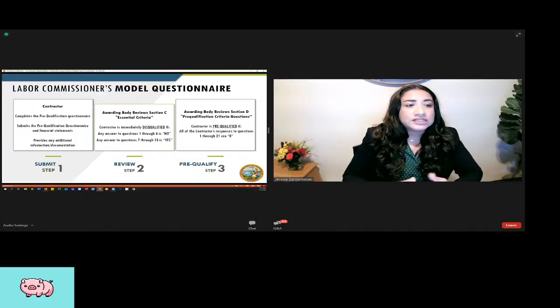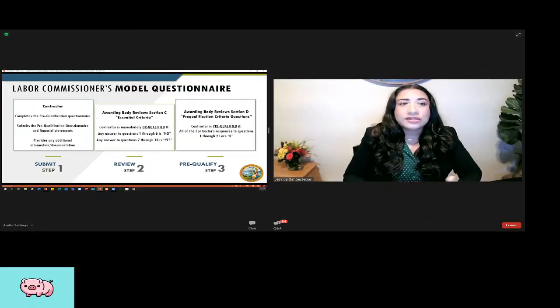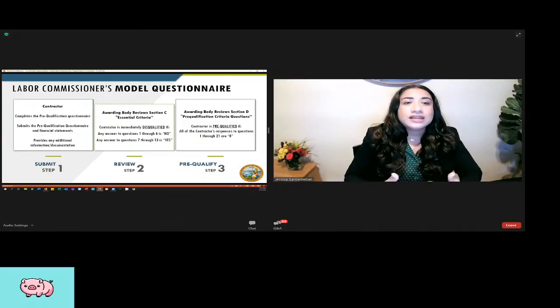So here, as you can see in step 1, a contractor that wishes to be pre-qualified would submit the complete pre-qualification questionnaire along with financial statements to the awarding body for review. At this point, the contractor would also provide any additional information or documentation that is requested from them by the awarding body. As I mentioned earlier, the questionnaire can be customized to an awarding body's needs. So the awarding body is able to make any adjustments as they see fit for their projects.